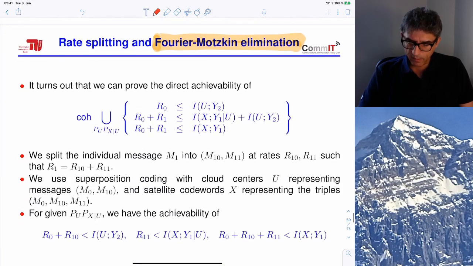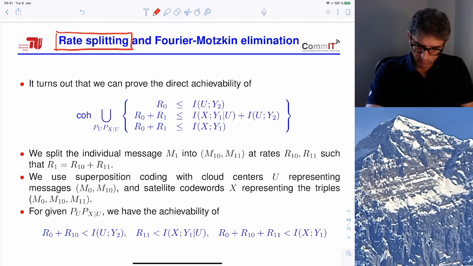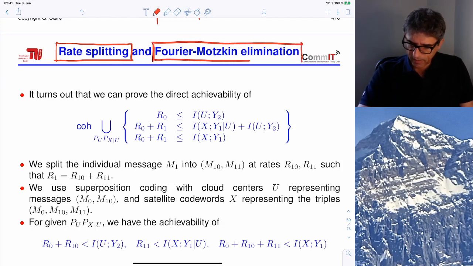The last point I want to make here is a note on an approach that is called rate splitting, which, by the way, has had a very big traction in the past two to three years in information theory applied to communication. So now people talk about rate splitting as a technique for the downlink of cellular systems, for example. And a technique called Fourier-Motzkin elimination, which is very much used in multi-user information theory, is a general technique to basically reduce the dimensionality of a system of inequalities.